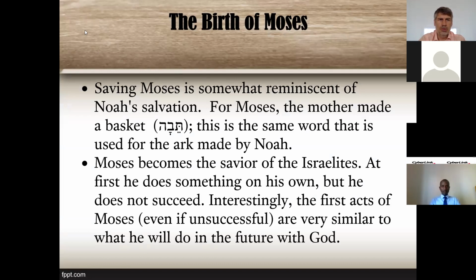So now we have a story about how Moses was born in chapter 2. And Moses is presented as the second Noah. Like Noah was a savior for the people during the flood, Moses is also the savior. And what connects the story of Moses with the story of Noah is the basket that his mother made for him. And the word basket, teva, is the same word as used to designate the ark made by Noah.